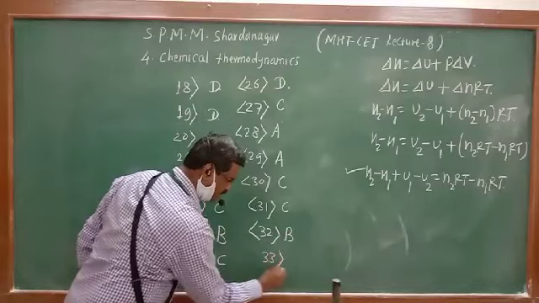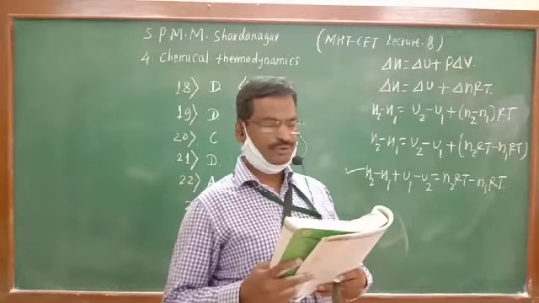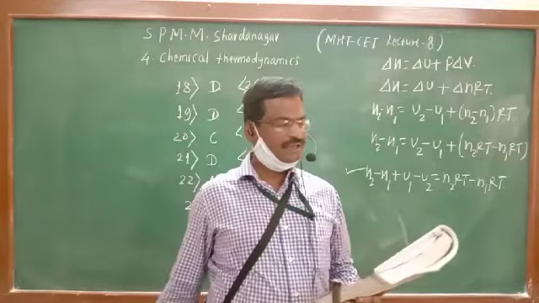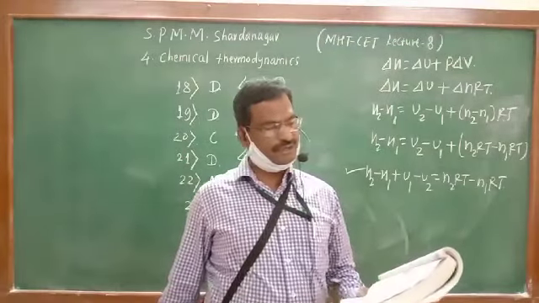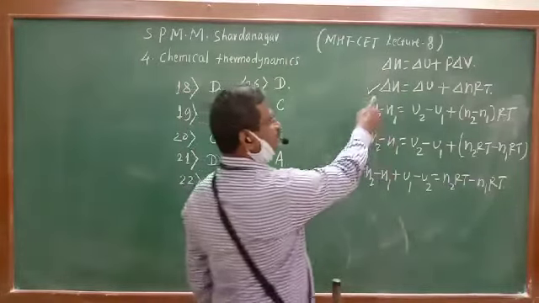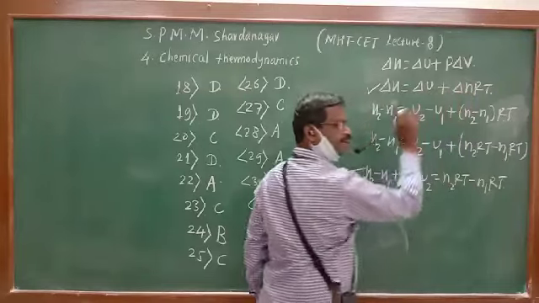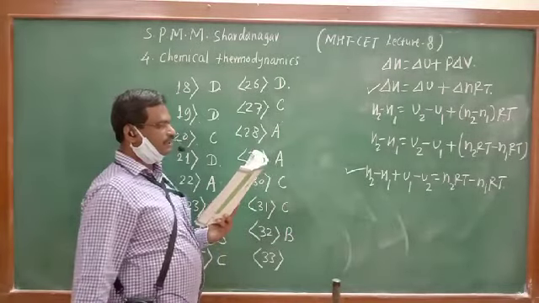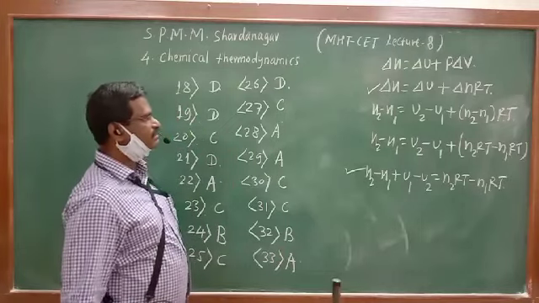Now question number 33. Which one is correct? They have given 4 options. Delta H is equal to delta U plus RT delta n. Delta U is equal to delta H plus P delta V. See, simply it is the equation they have given in direct format. Delta H is equal to delta U plus RT delta n, meaning delta n RT, one and the same. So option A is right. The first option is correct for question number 33.